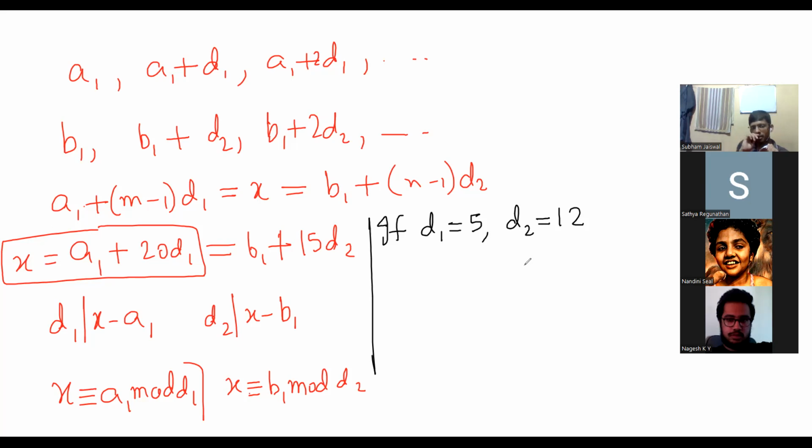Now, Satya, you give me some a1, any a1 you want. Big, small, anything. Okay, 3. Nandini, give me a b1, any b1. So 6. Fine. Now my claim is that the arithmetic progressions you make will have something in common. You now just write the arithmetic progression and check.